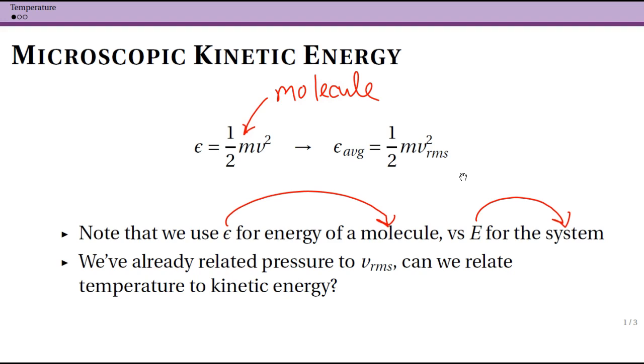So what's the point of this, other than just defining a new symbol? Well, we've already related pressure to the root mean square velocity. That was in the previous video. So now, can we actually relate temperature to kinetic energy? Something that we've said in past chapters was that temperature, thermal energy, has something to do with molecular motion, but we haven't been able to define what up till now. So we can use our previous result and some other things we know to now go to kinetic energy and temperature.